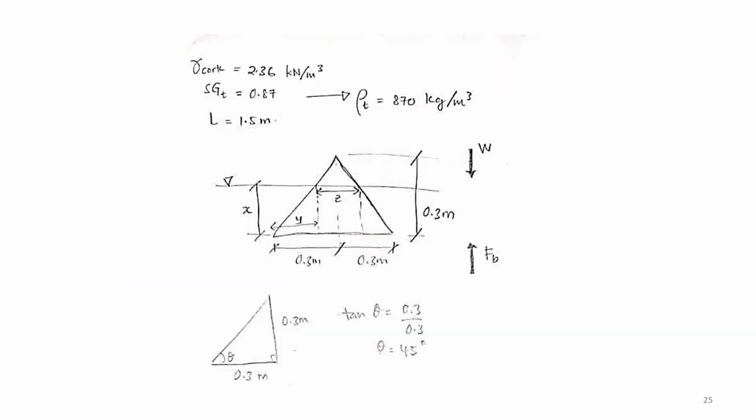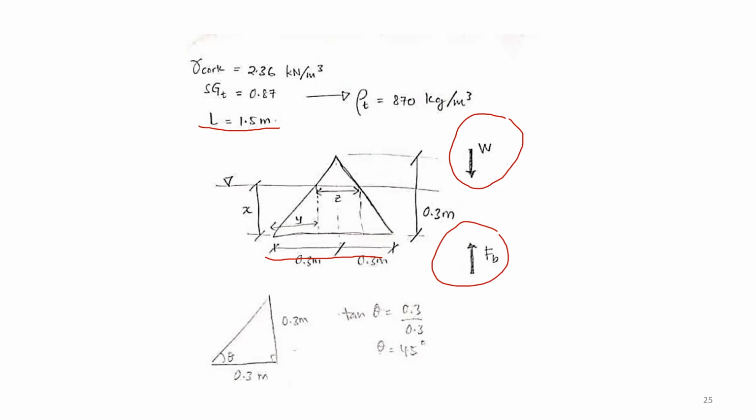Okay, first thing first, you have to draw the arrow for buoyant force and the weight. And then classify the information given. So we have the length here, 0.6, and then the height is 0.3 meter, and then the length is 1.5, to the back. Okay, and then we can use the tangent data to know the angle of the floating body.